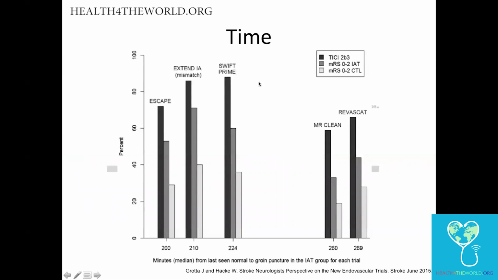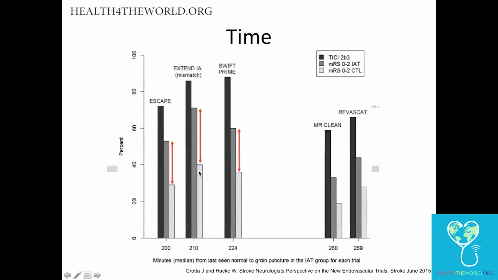In terms of the elements of time, here on this side is the percent in terms of whether you got a good recanalization rate and what your modified Rankin is, so this has to do with how effective a study is. And then this is the element of time in minutes, the time to groin puncture. And what you can see is the effect is larger.